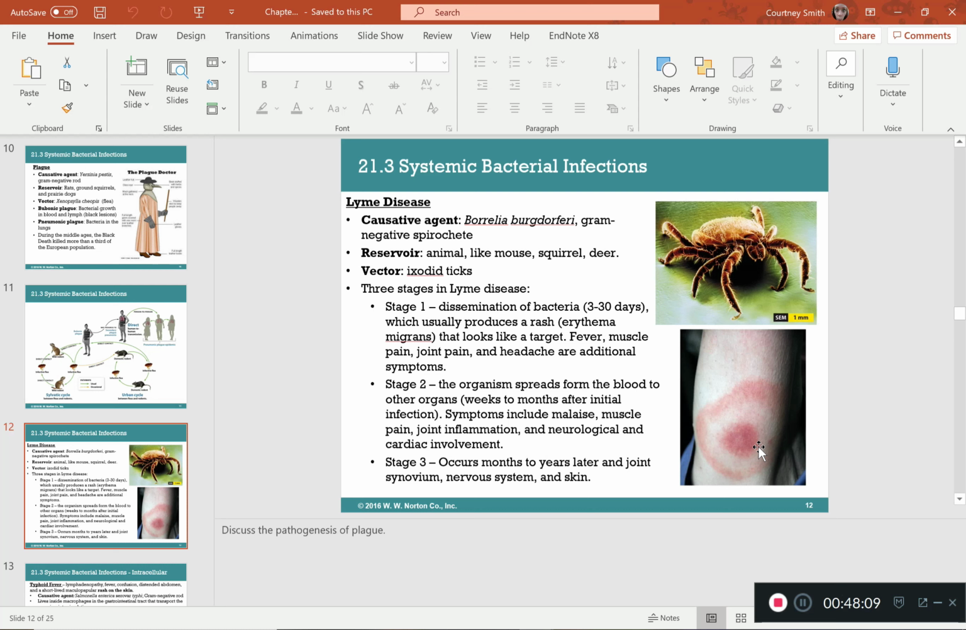So not that severe. And then stage 3, this is after months to years after being infected. And this is where you do feel severely arthritic. Your joints are in severe pain. And then some neurological, and then skin. So your skin may start looking kind of dry, on the more flaky side. So that's Lyme disease. What else?